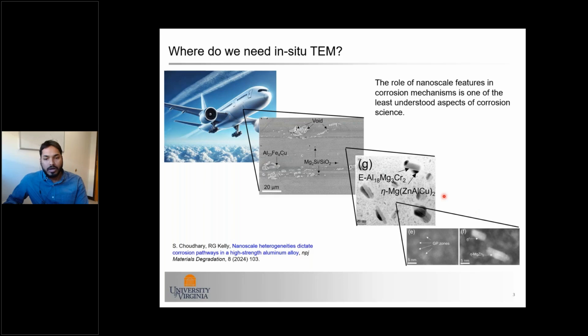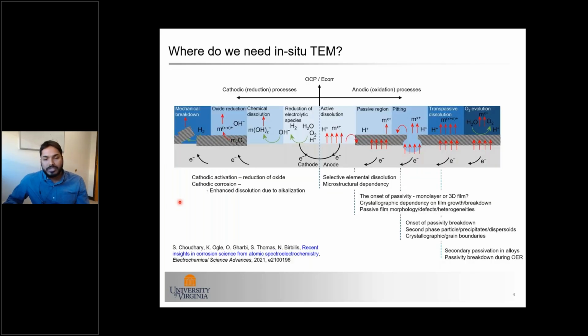This is an ongoing work, but if interested, you can check the following article where I used ex-situ TEM analysis, but the work would definitely highlight the importance or the need of in-situ TEM to study this complex phenomenon.